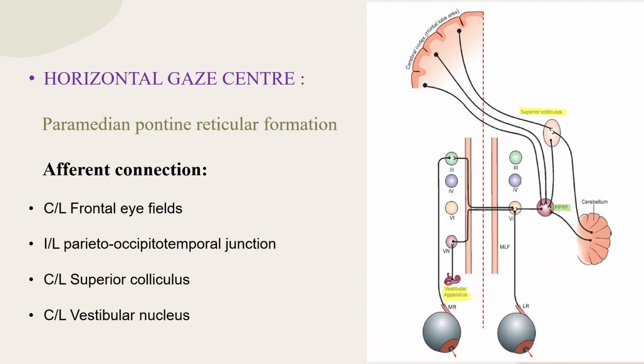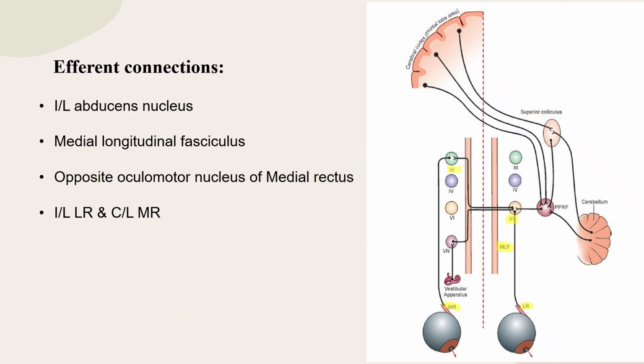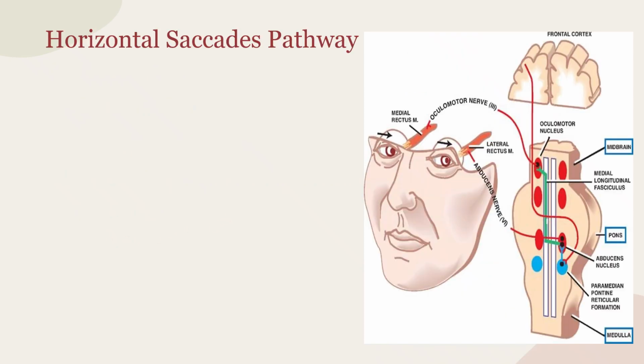Then we look at the horizontal gaze center. The main horizontal gaze center is the paramedian pontine reticular formation, and it gets afferent connections from the contralateral frontal eye field, the ipsilateral parieto-occipitotemporal junction, the contralateral superior colliculus, and the contralateral vestibular nucleus. Efferent connections go to the ipsilateral abducens nucleus and the medial longitudinal fasciculus, to the opposite oculomotor nucleus for the medial rectus, so the ipsilateral lateral rectus and contralateral medial rectus are supplied.